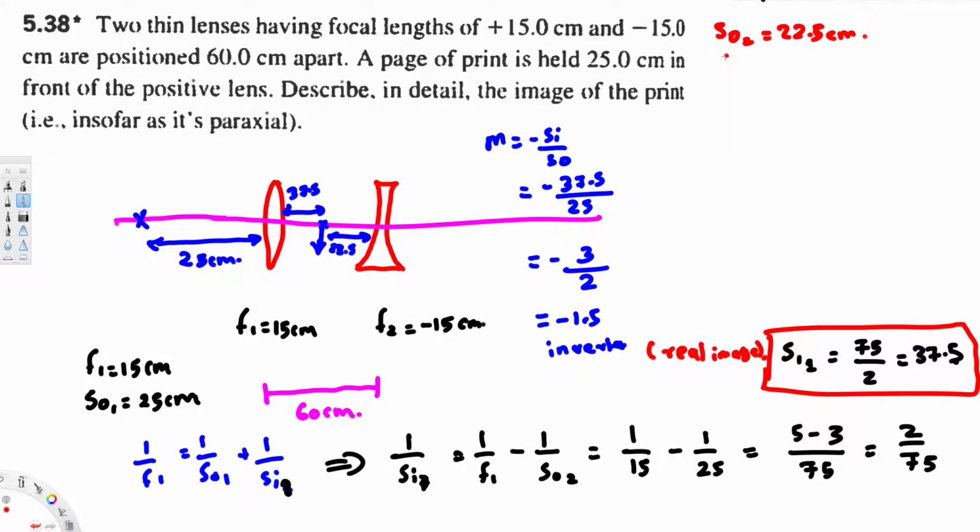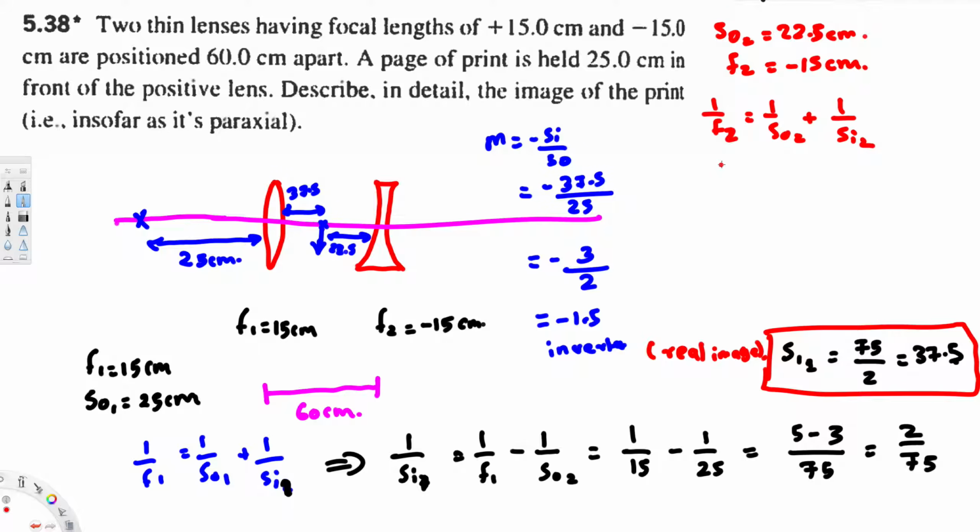And here we are trying to find the image distance, and the focal length of the second lens is given by negative 15 centimeters. So f2 is going to be equal to negative 15 centimeters. And again, we can use the same equation, that is 1 over f2 is equal to 1 over SO2 plus 1 over SI2. Here we are trying to find the SI2.